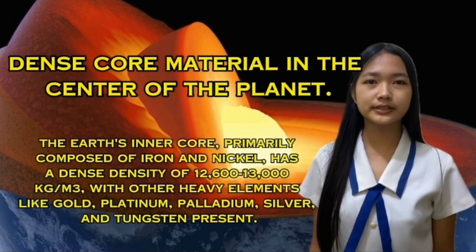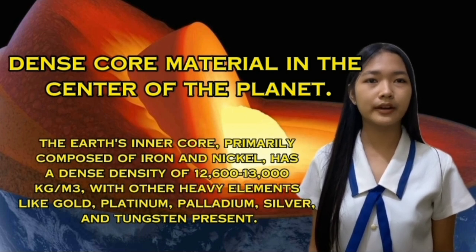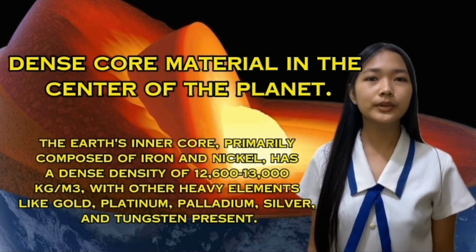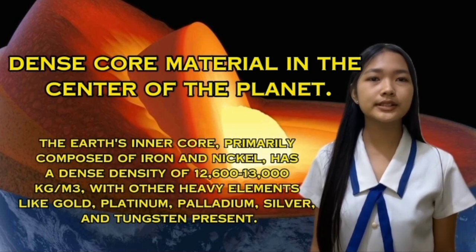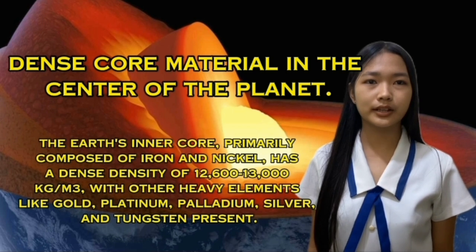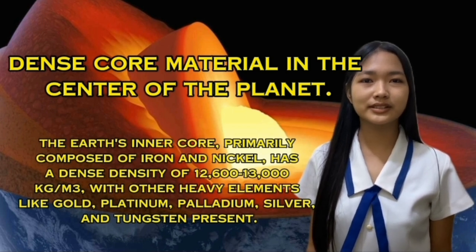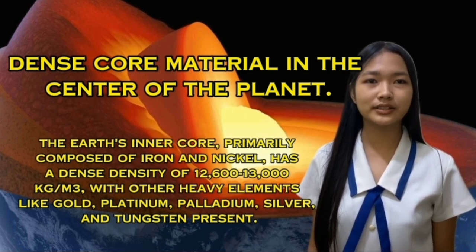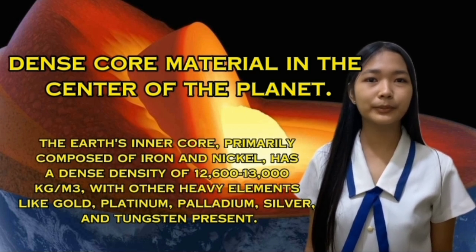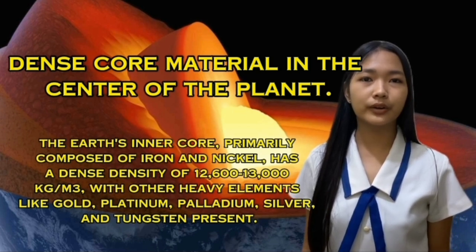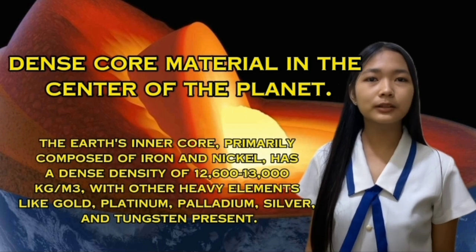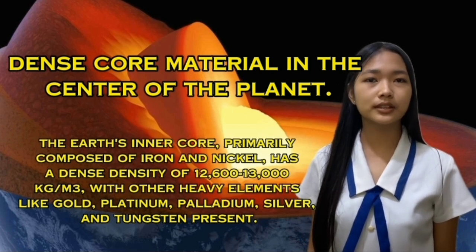The inner core, the innermost layer, is composed primarily of iron and nickel, which contributes to the density in the core that ranges between 12,600 to 13,000 kilograms per cubic meter. This suggests that there must be heavy elements such as gold, platinum, palladium, silver, and tungsten present in the core, like in the descent of the dense iron-rich material that makes up the core of the planet to the center that produces heating of about 2,000 kelvins.